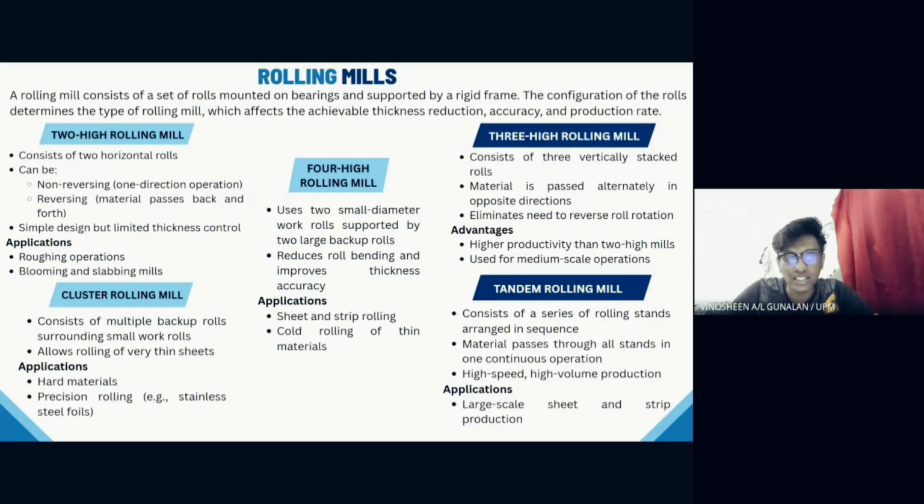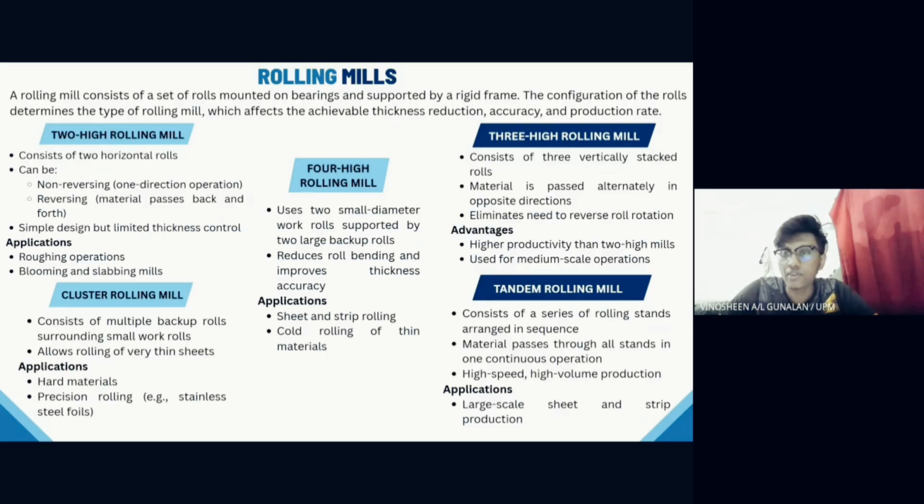Simple design but limited thickness control. So the applications are roughing operations, blooming, and slabbing mills. Next, you have a four-high rolling mill, which uses two small diameter work rolls supported by two large backup rolls. It helps to reduce roll bending and improves thickness accuracy. So applications are for sheet and strip rolling and cold rolling of thin materials.